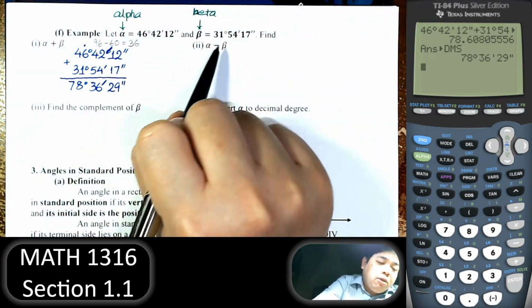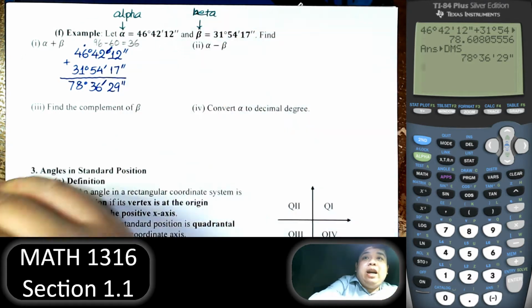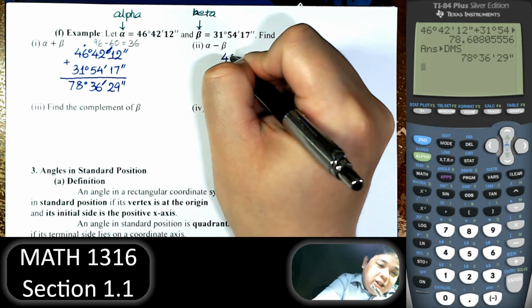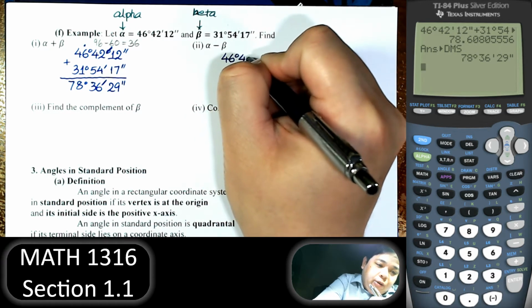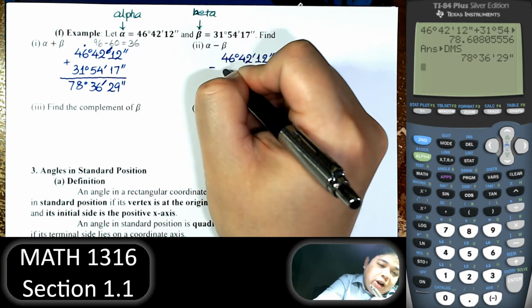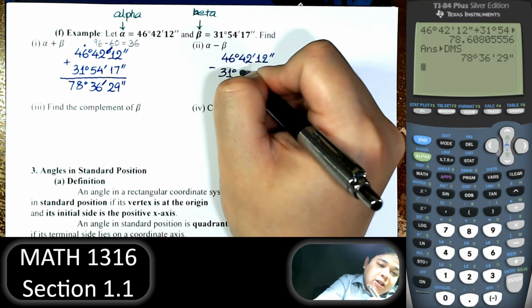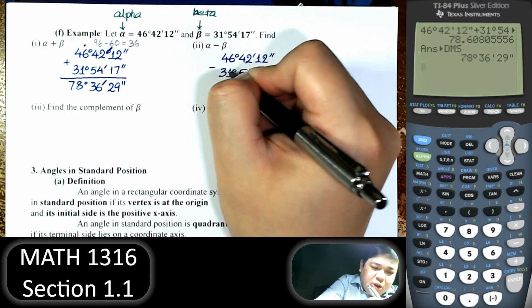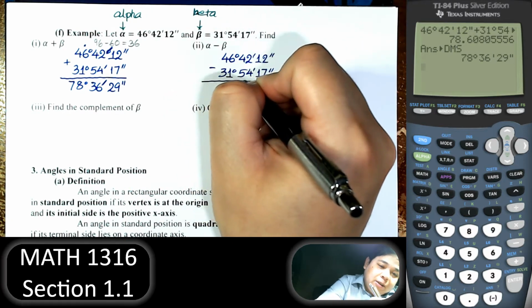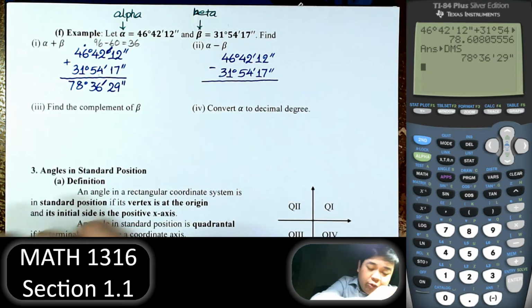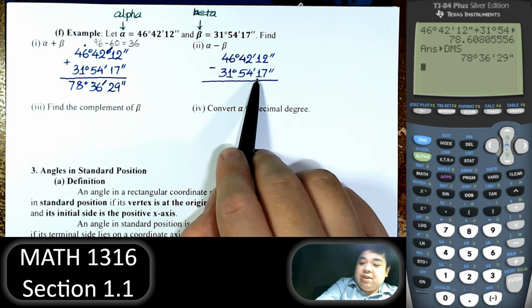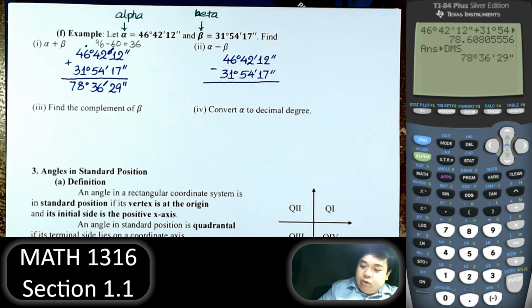Now let's find alpha minus beta, but we do it by hand first, and then we use a calculator. Right, 46 degrees, 42 minutes, and 12 seconds. Subtract 31 degrees, 54 minutes, and 17 seconds. Right, so first, 12 does not subtract 17. So we have to carry 1 over.